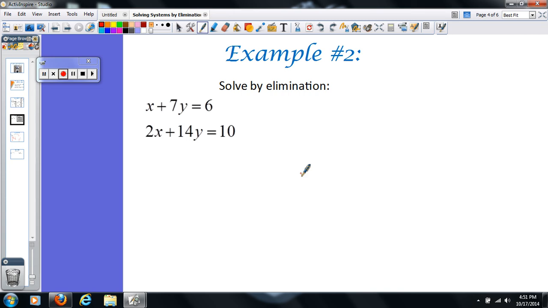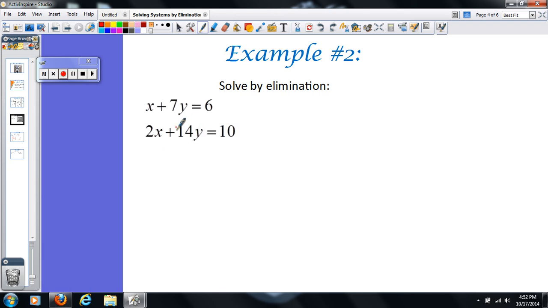So again, we're going to start this problem the same way. We're going to look and see, are the coefficients of either of my variables opposites? Well, right now you have x and 2x, so those aren't opposites. 7y and 14y, so those aren't opposites. And then you have 6 and you have 10. All right? So they're not opposites.